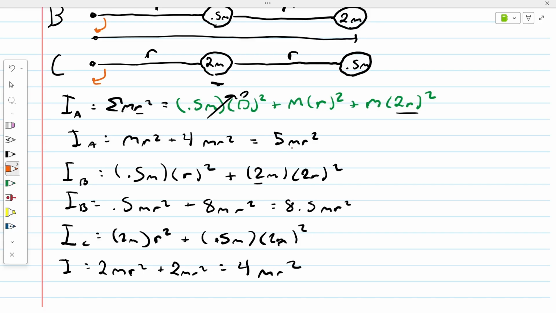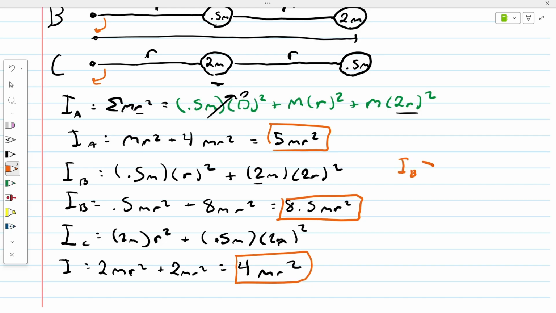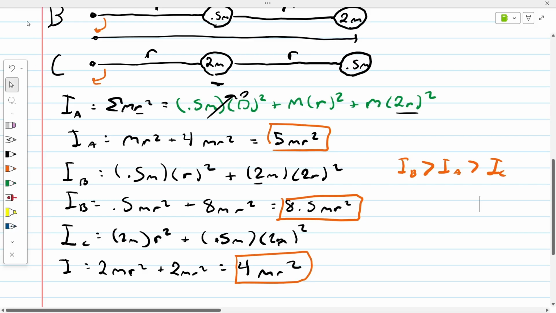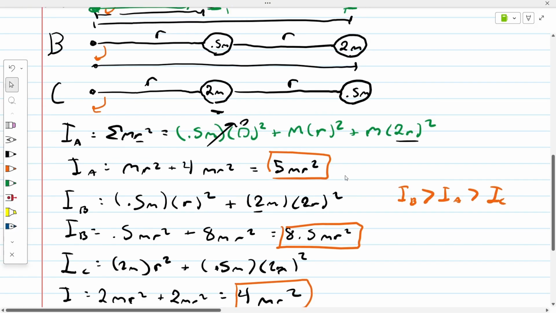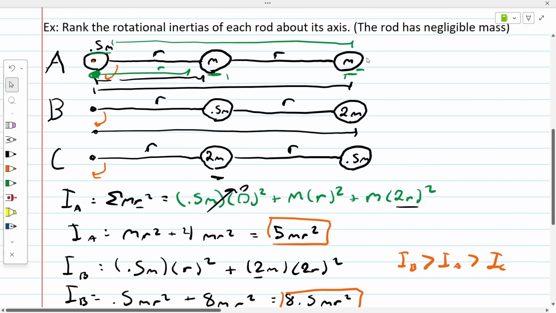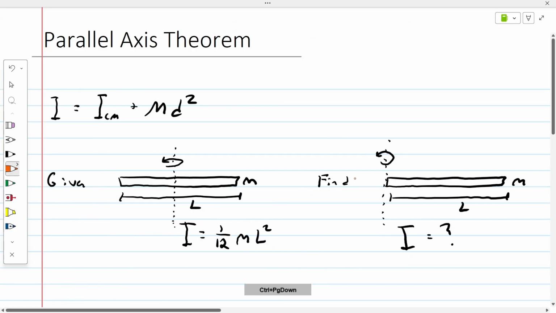And so now we get each of our inertia values in terms of m and r, and we can go ahead and compare these now. And we see that IB is the greatest, and then we have 5mr, so IA, and then IC. And so that's how we can compare rotating inertia. We just literally sum up each point that has mass and multiply them by the radius from this axis. Okay? So let's now look at how we can calculate our own rotational inertia.